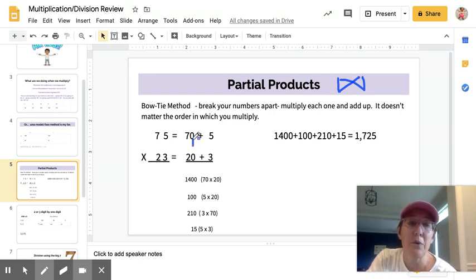So what I did was multiplied 70 times 20 and got 1,400. And then I did 5 times 20 and got 100. And then I did 70 times 3 and got 210. And then I did 5 times 3 and got 15. And then you add it all up together. 1,400 plus 100 plus 210 plus 15, and I got 1,725. So that's partial products. That was the other method that we used.